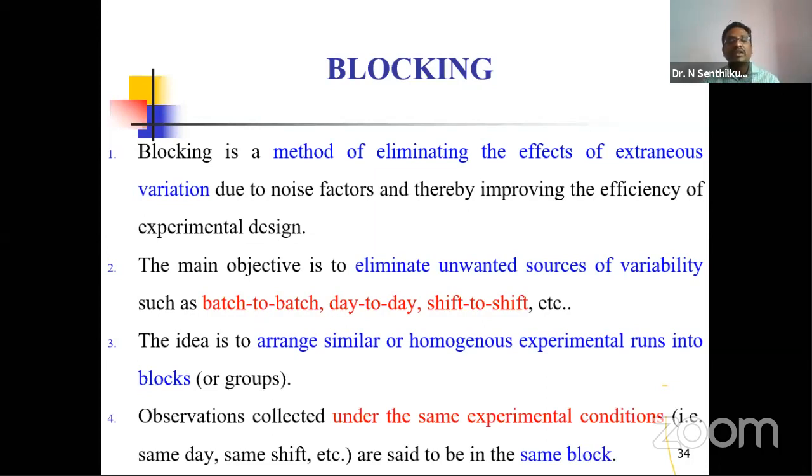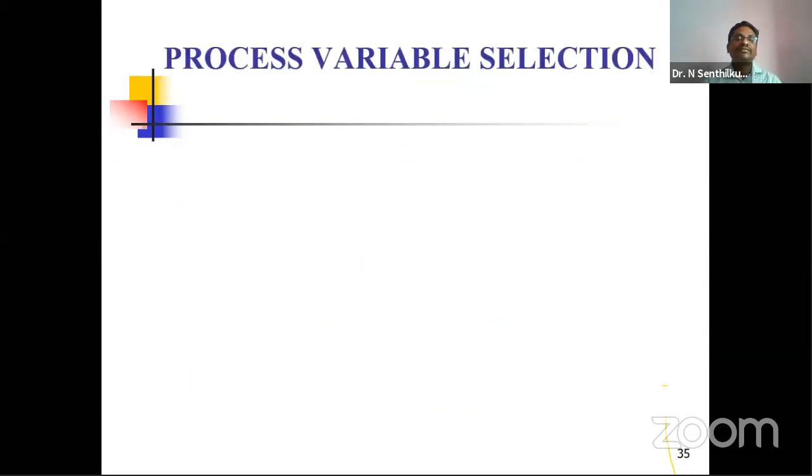The observations collected under the same experimental conditions will be set in the same block. So block one, block two. The purpose is to eliminate unwanted sources of variability because of the people who are working in that.